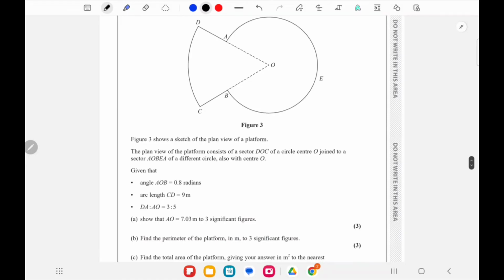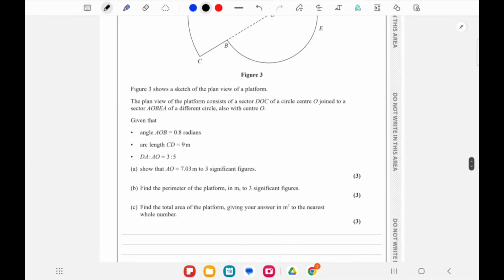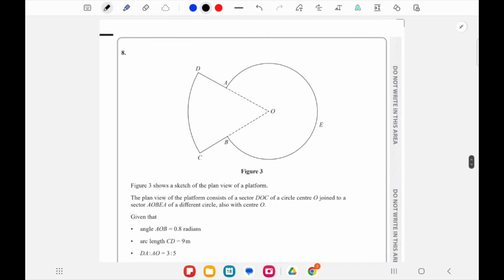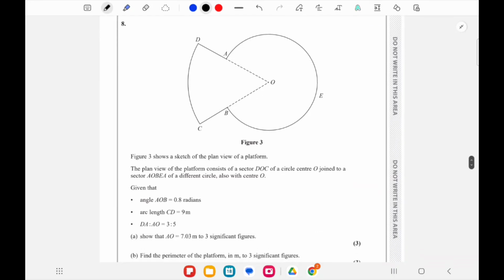Now moving on to question 8. We have this shape, and we have a top view. The word plan means top. So we have a top view of a platform.